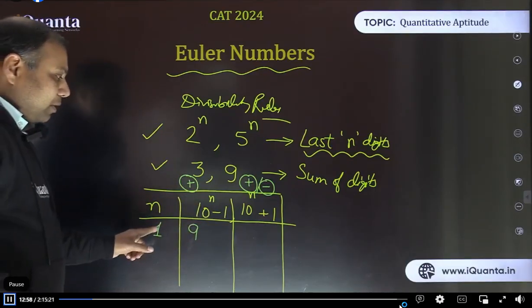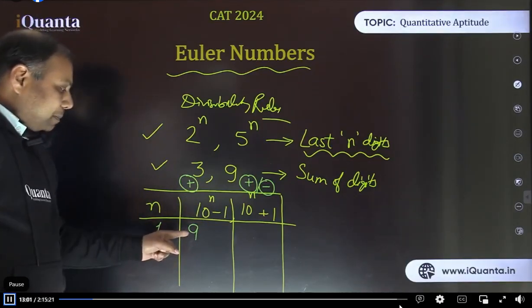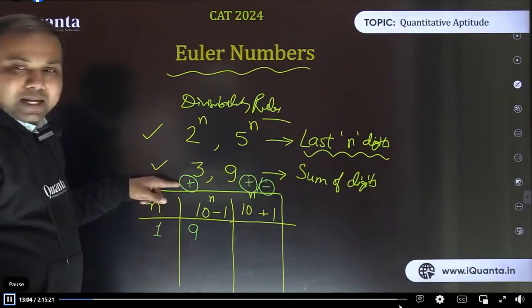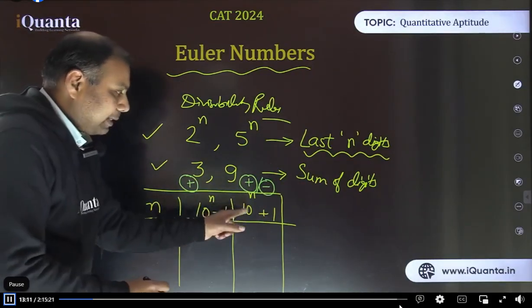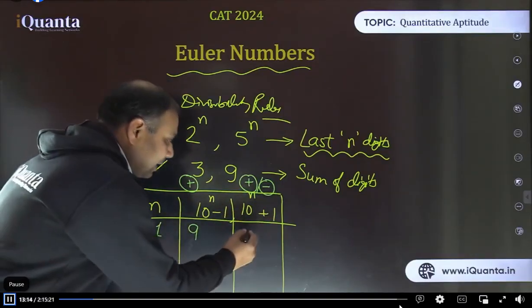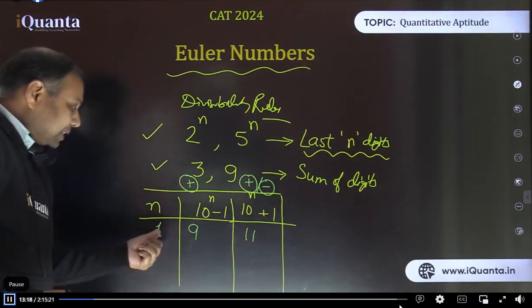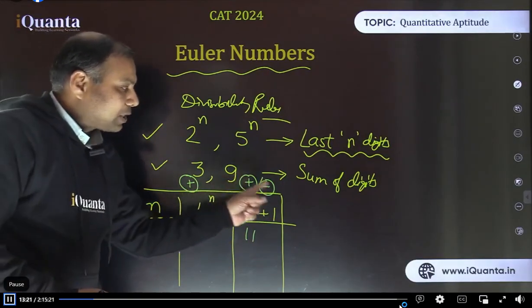So 10 power n minus 1. If I put n equals to 1, the divisor becomes 9. The rule for 9 is to make groups of single digits and all the terms are to be added, as we normally write, the sum of the digits, right? Similarly, for n equals to 1, the other divisor becomes 10 power 1 plus 1, that is 11. Now what is the rule? The rule is to make groups of a single digit at a time, but the digits are to be alternately positive, negative, positive, negative.